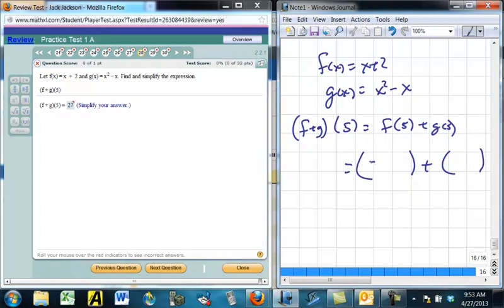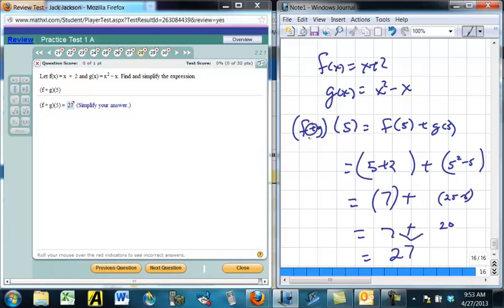F of 5 is 5 plus 2, which is 7. G of 5 is 5 squared minus 5. That's 25 minus 5, which is 20. And 7 plus 20 is 27. So f and g do their individual things there and give their individual outputs, but then at the end we combine them by the operation of addition. So you could similarly do this with operations of subtract, multiply, divide, any of those.